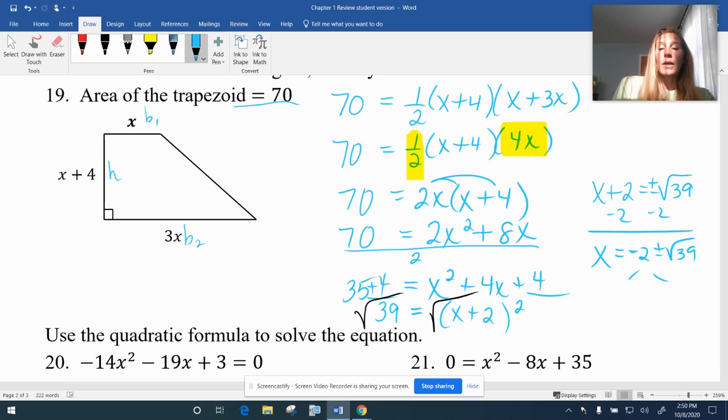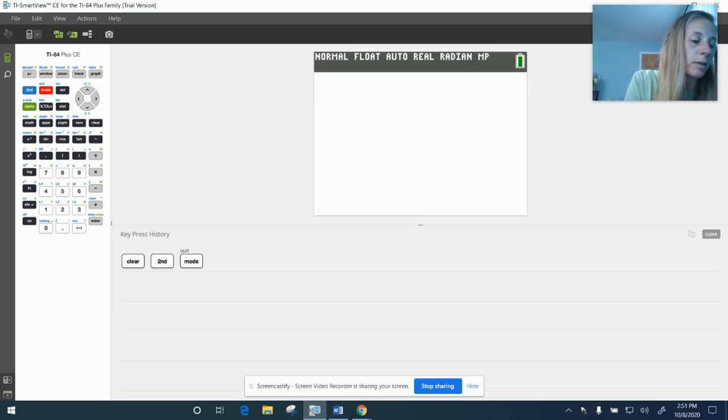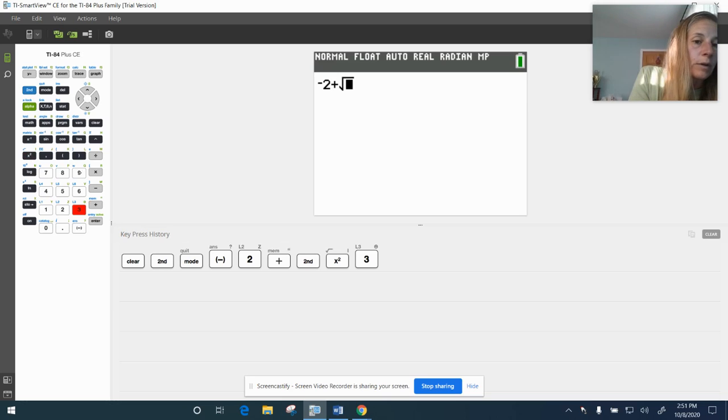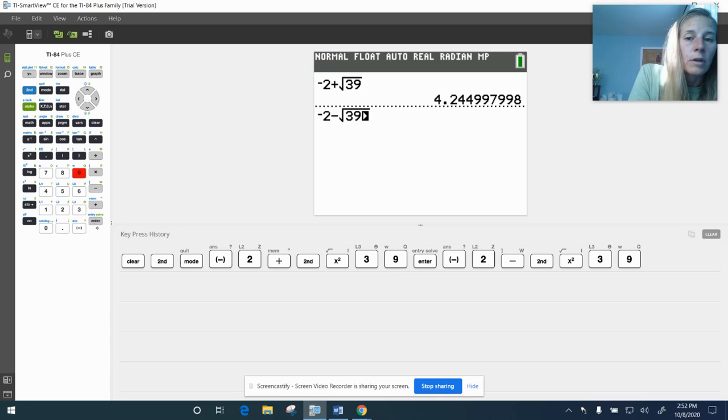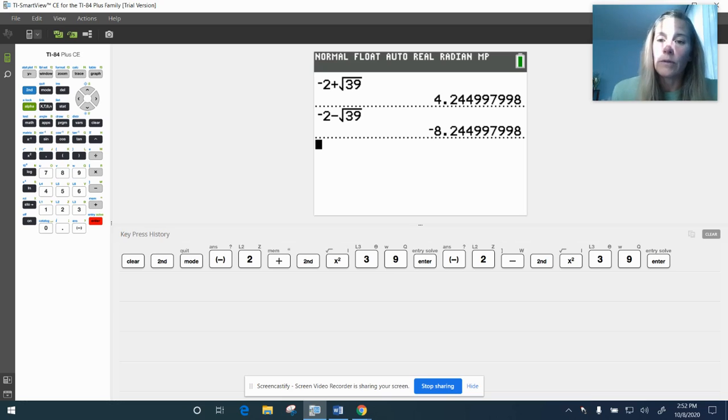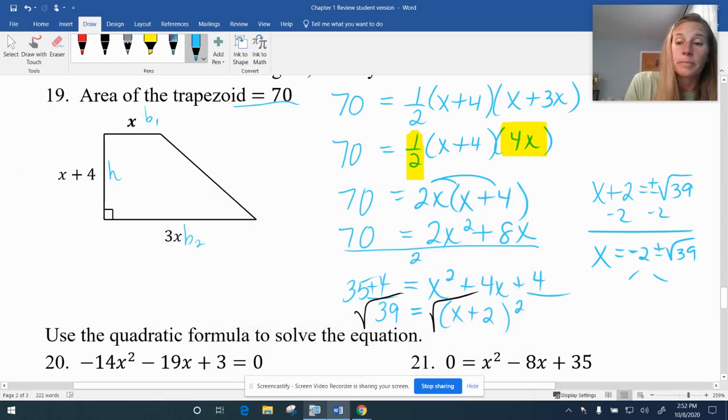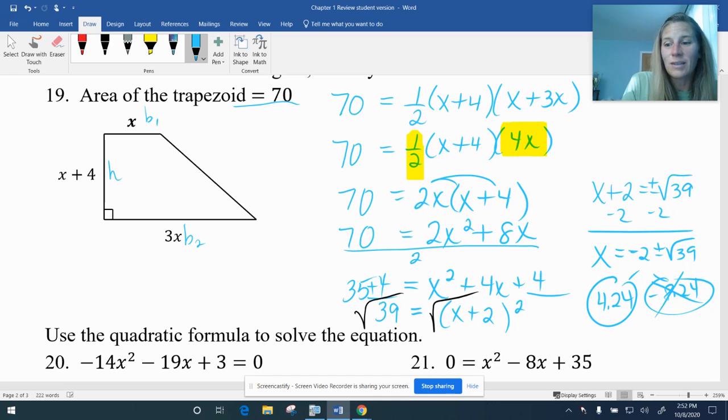Now, if you were to do these on a calculator, to check those answers, if you needed a more precise answer, it would be negative 2 plus the square root of 39. That would be one answer. And then the other one would be negative 2 minus the square root of 39. So 4.24 and negative 8.24. Now, obviously, the one with the negative is not a solution because you can't have a negative base up here.